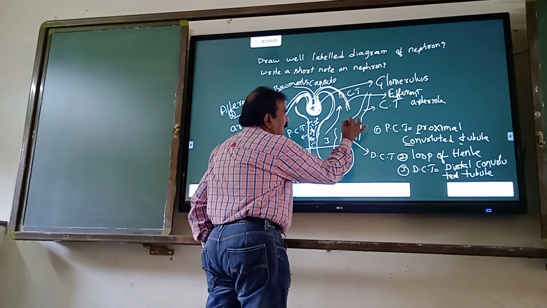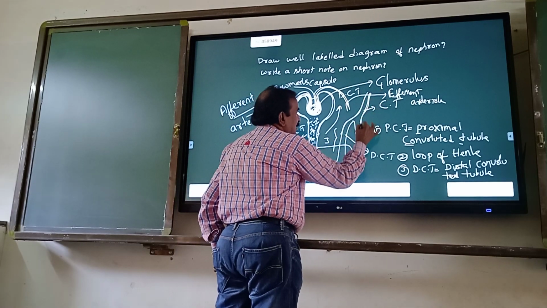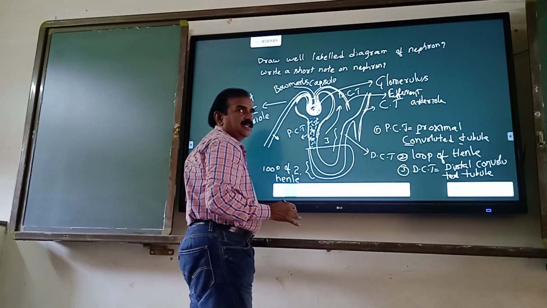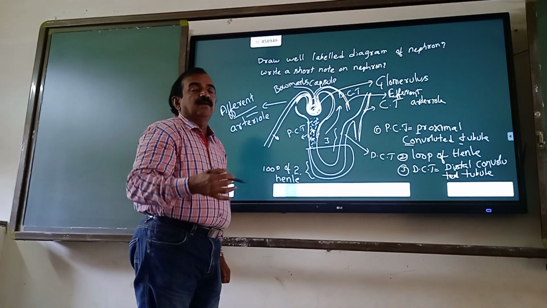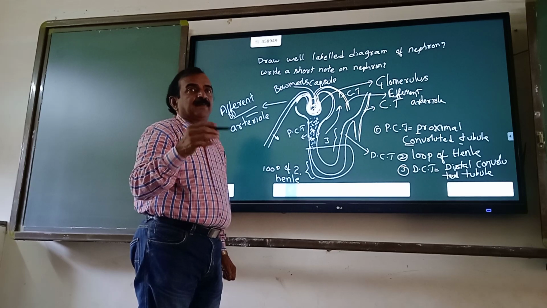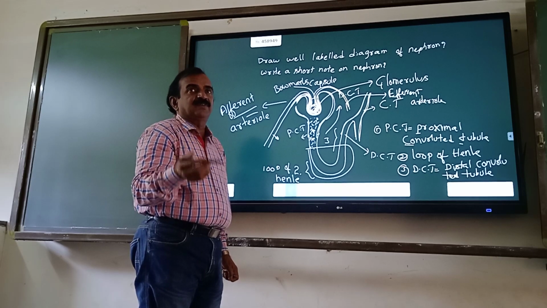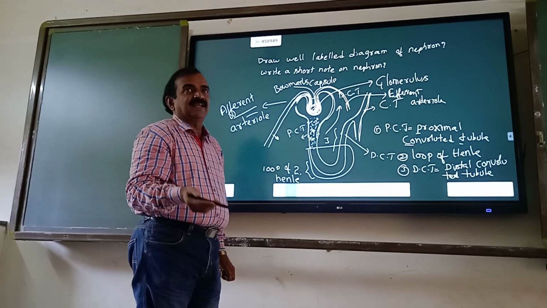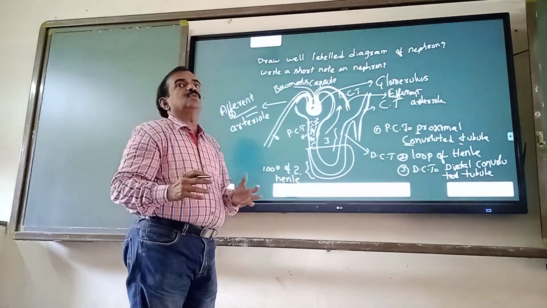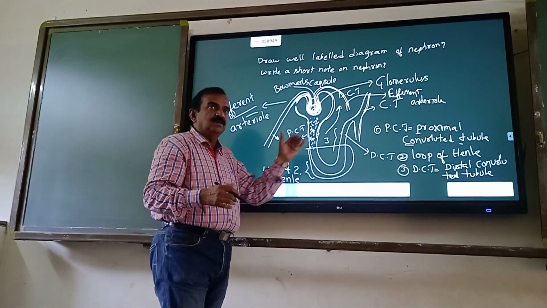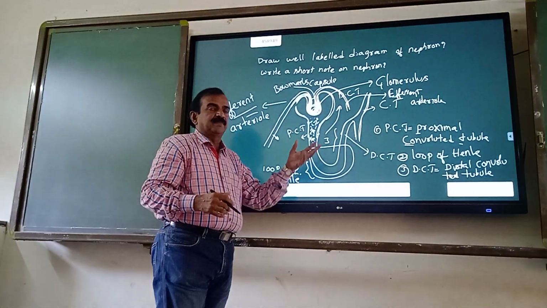And this distal convoluted tubule opens into what? The collecting tubule. This is called the collecting tubule. And this collecting tubule carries urine. All these tubules open into the pyramid, calyx, pelvis, ureter, and urinary bladder. The urinary bladder is useful to store urine, and from there urine passes through the urethra. Tomorrow I will tell you the passage of urine and our remaining process.